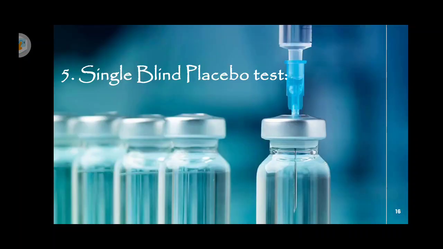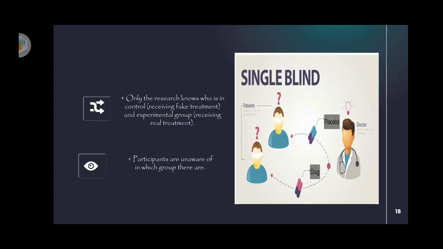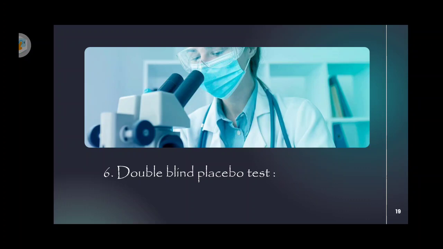This is the next slide, which tells about the single blind placebo test. It's a type of clinical trial in which only the researcher doing the study knows which treatment or intervention the participant is receiving until the trial is over. A single blind study makes the results less likely to be biased, meaning the results are less likely to be affected by factors not related to the treatment or interventions being tested. Only the researchers know who is in the control and experimental group, and participants are unaware of which group they are in. In the double-blind placebo test, things are quite different.